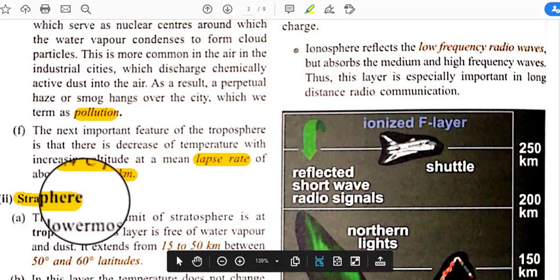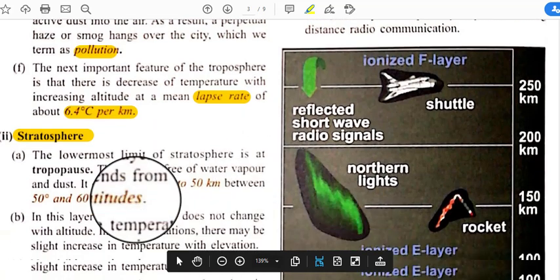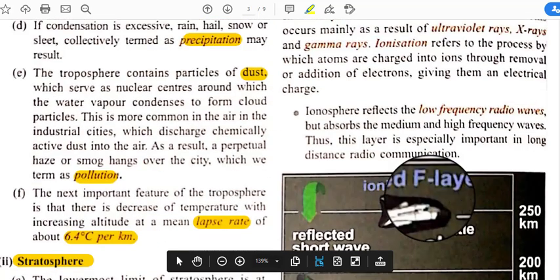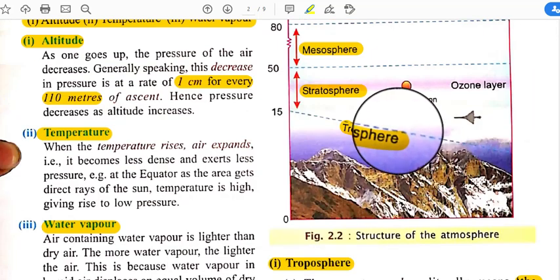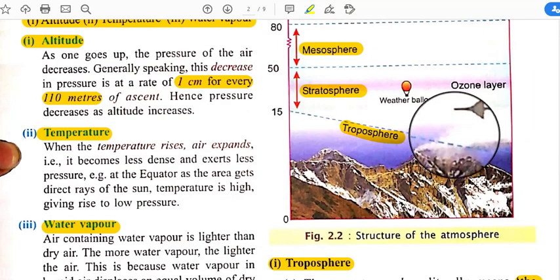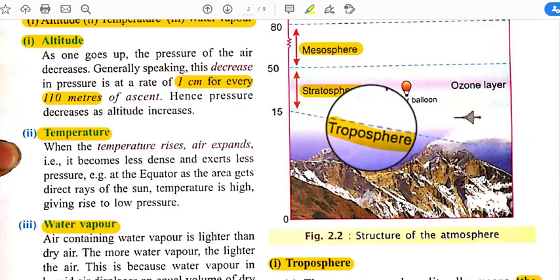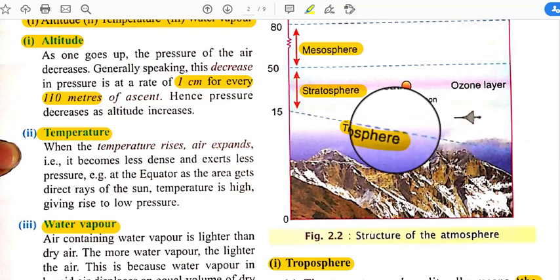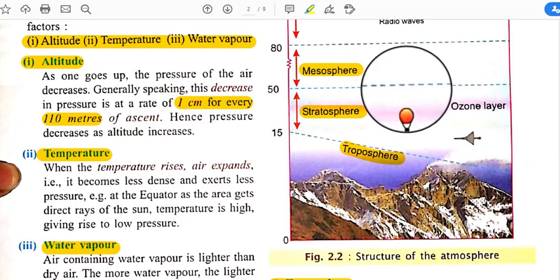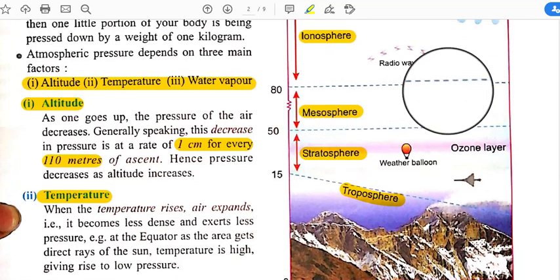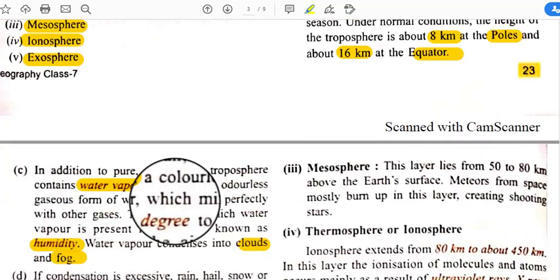So, next is stratosphere. The lowermost limit of stratosphere is at tropopause. In between every two layers, there is a barrier, which is called a pause. Like between the troposphere and the stratosphere, there is a barrier line called the tropopause, and above the stratosphere there is another line called the stratopause. Above the mesosphere there is another line called the mesopause. These are the boundary lines.